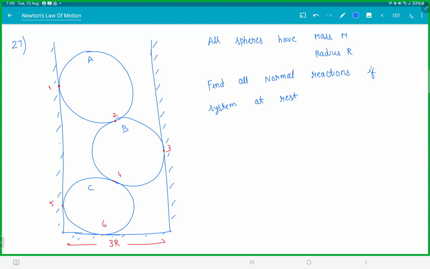Listen to me once. Before solving, between the six, there is one normal reaction you can find without doing anything. You can just see and tell the answer. Which one is it and how much is it?